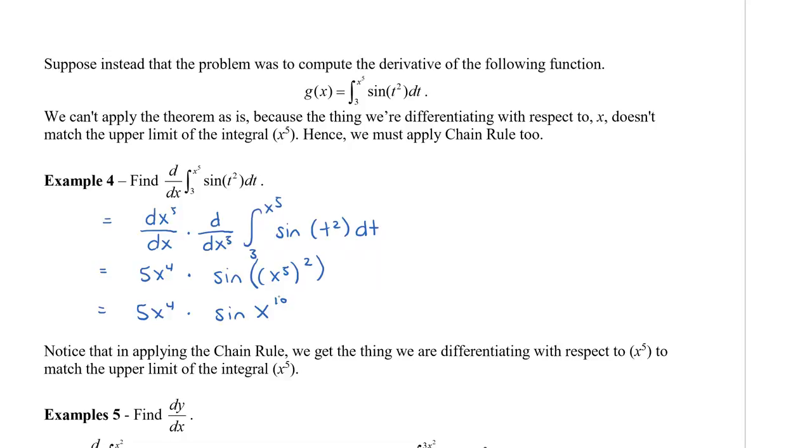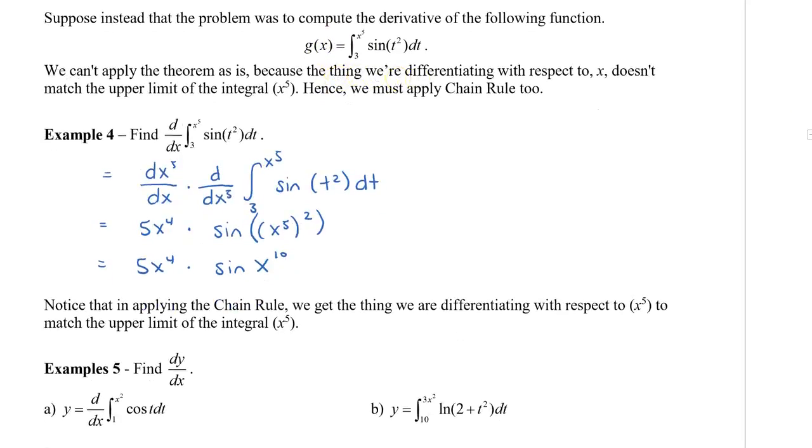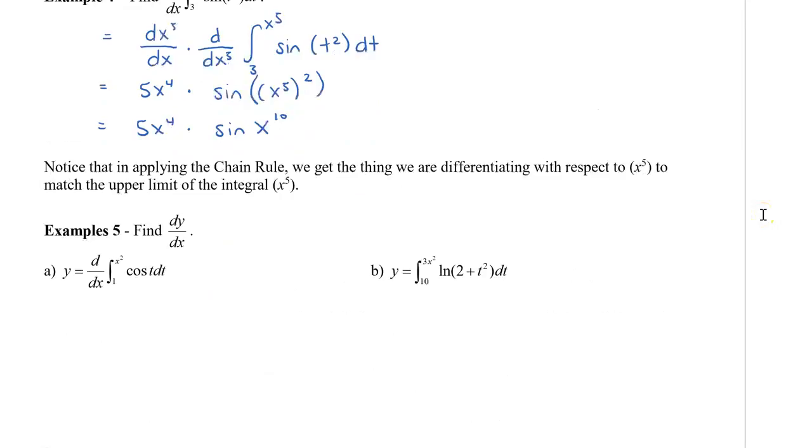So notice that when we apply the chain rule, we get the thing that we are differentiating with respect to, x to the fifth, and these now match, so we only need to plug this in to the t value. And we couldn't do that before because this was x, not x to the fifth. So let's take a look at a couple more examples.